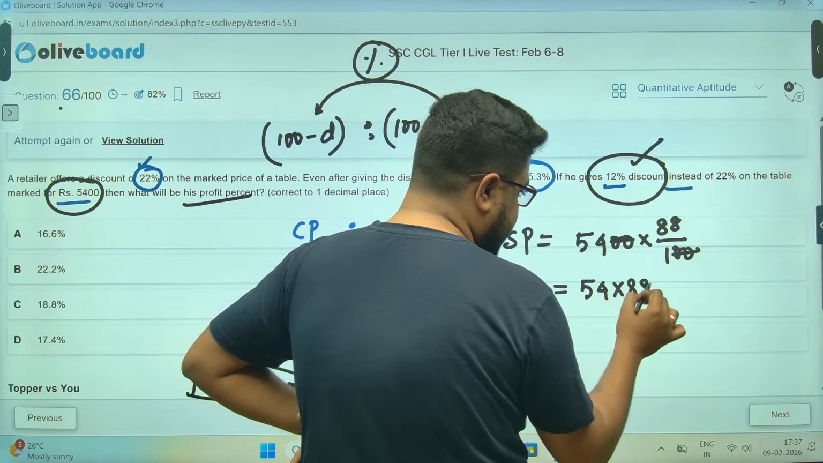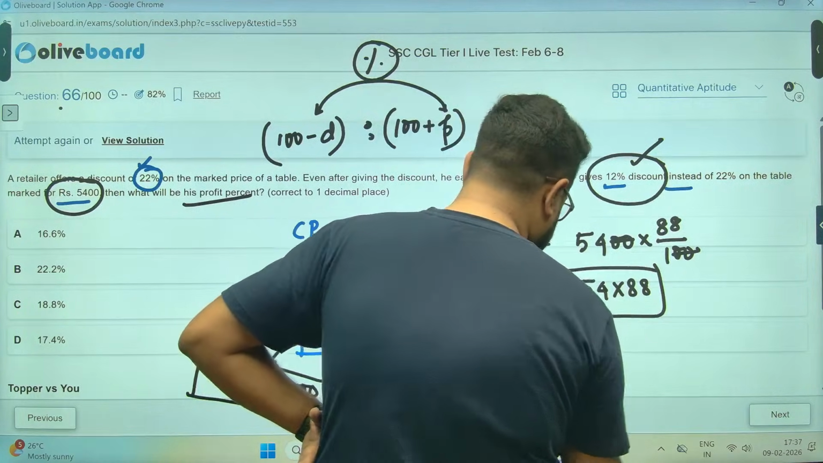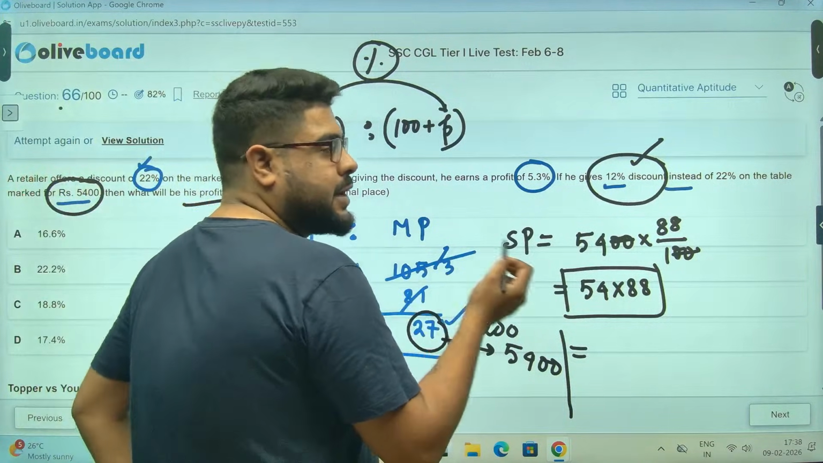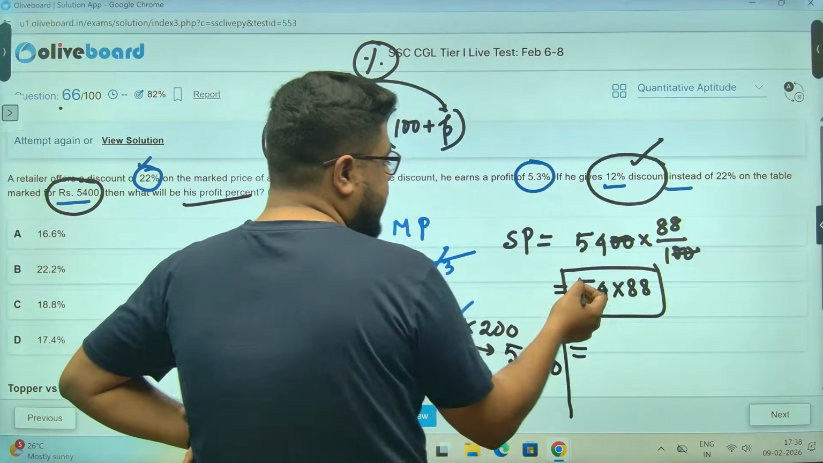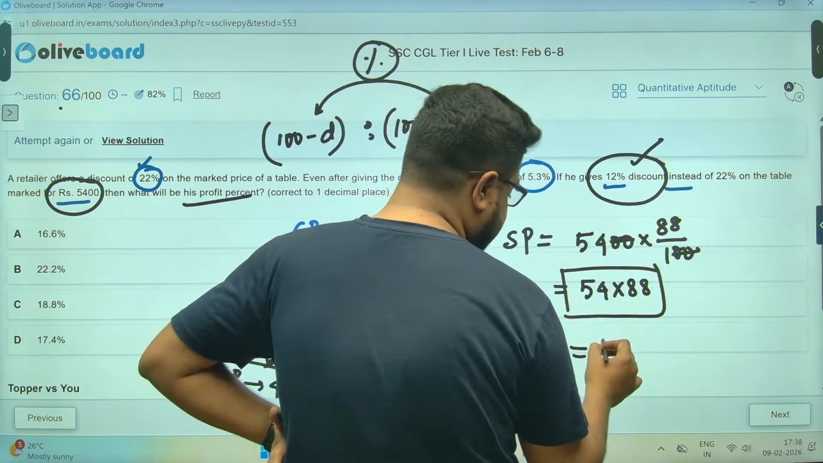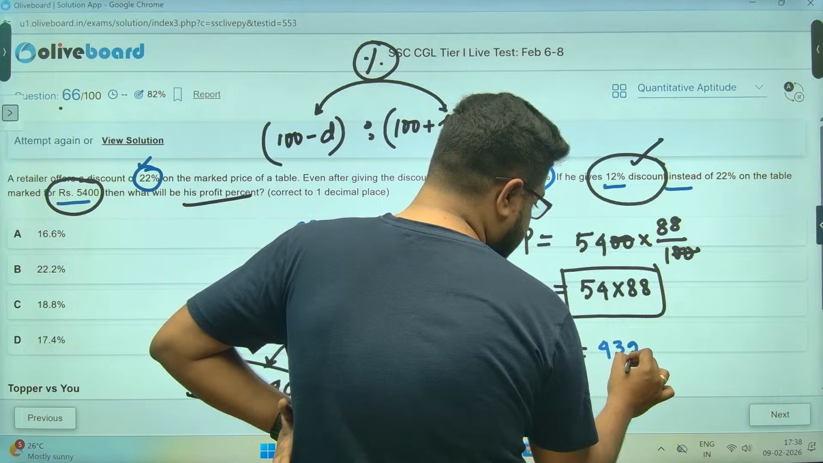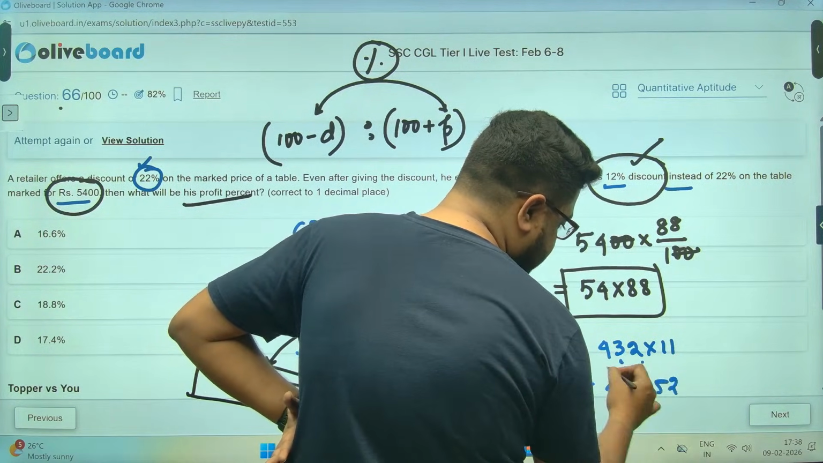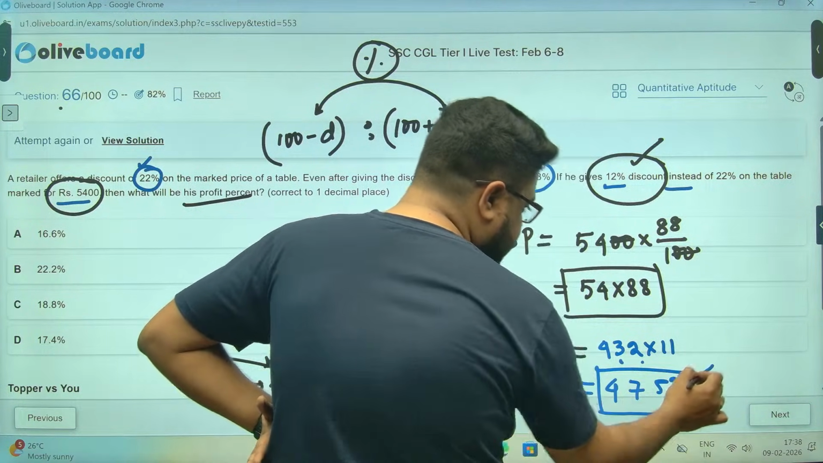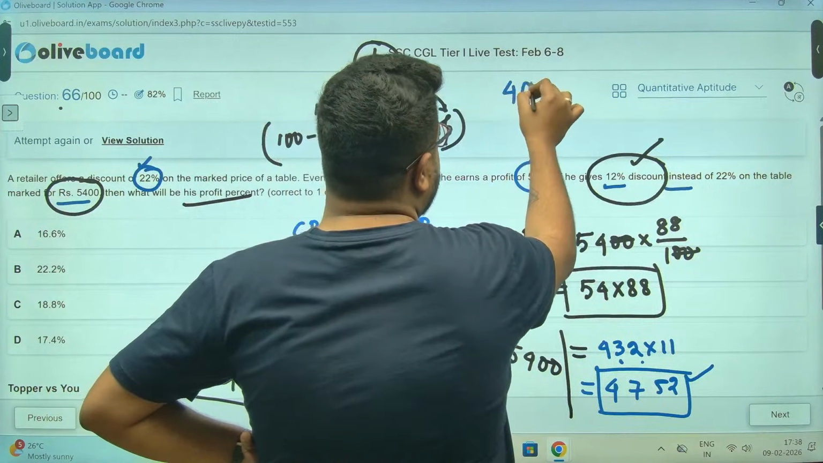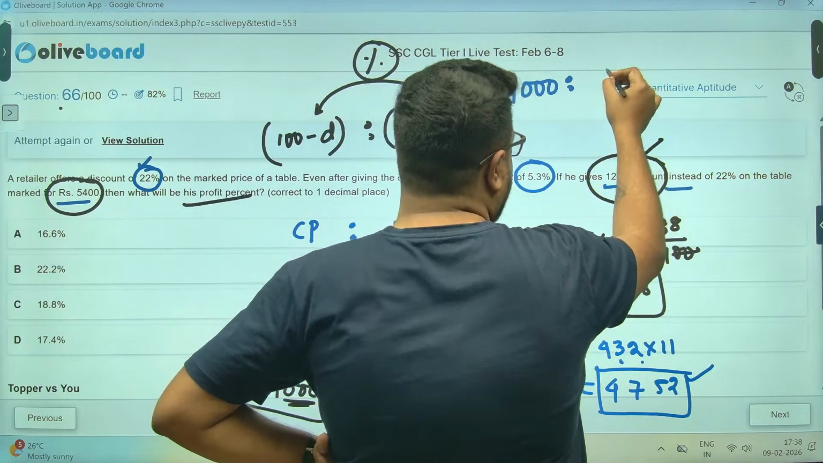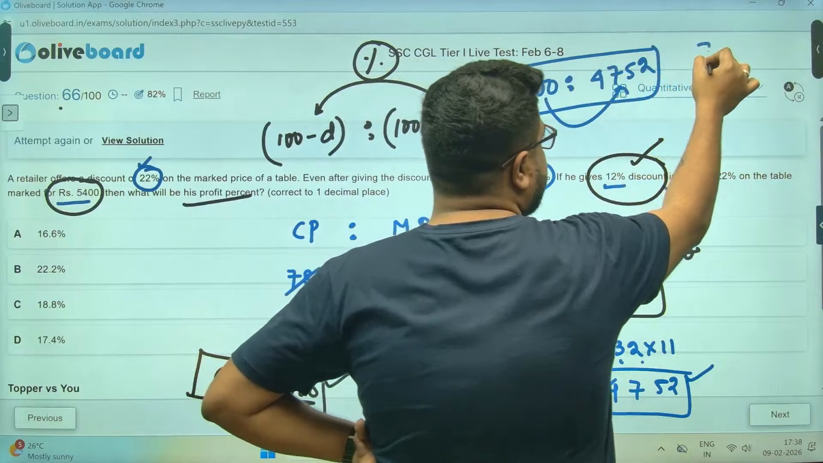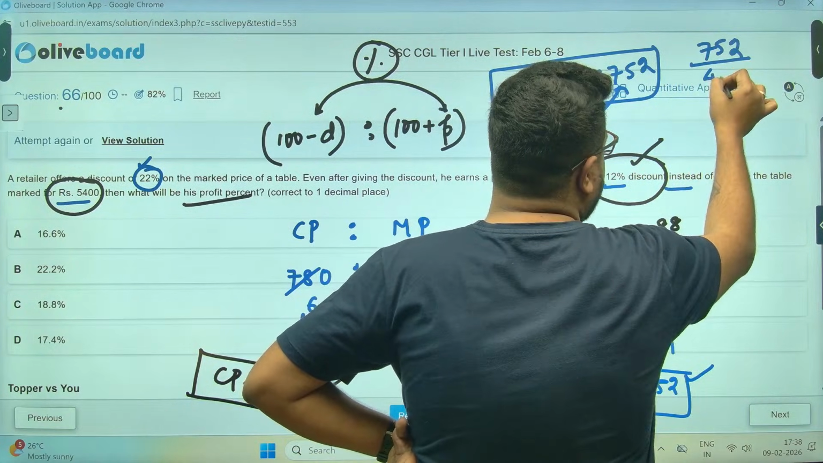54 into 88. Chalo, we can do it without calculating, but it will not be very difficult, this calculation. Sir, 54 into 8. 50 into 8 is 400, 4 into 8 is 32. So 432 into 11, because 11 multiplication is pretty simple to do. 3 plus 2, 5, 4 plus 3, 7. 4752. So the meaning, sir, 4000 rupees is CP and 4752 is SP. So 752 rupees is the profit out of 4000 rupees.